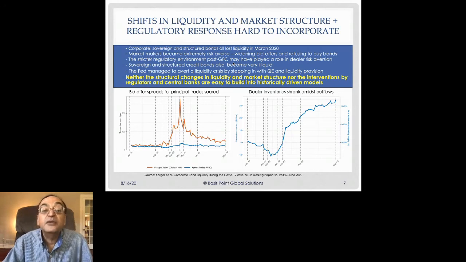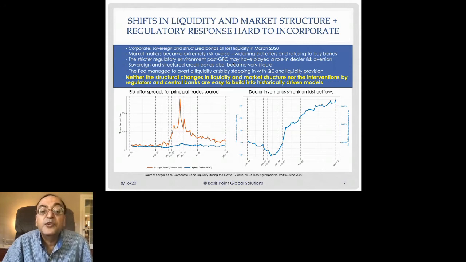So the question that one has to ask is whether the structural changes in liquidity and market structure can be taken into account by a model which has only historical data built into it. And even if we have regime shifts built in, the new regime is one that has not really been encountered before. The Fed had never stepped in as quickly and as massively as it did in this case to restore liquidity, and potential changes in the market structure in the future are still unknown.